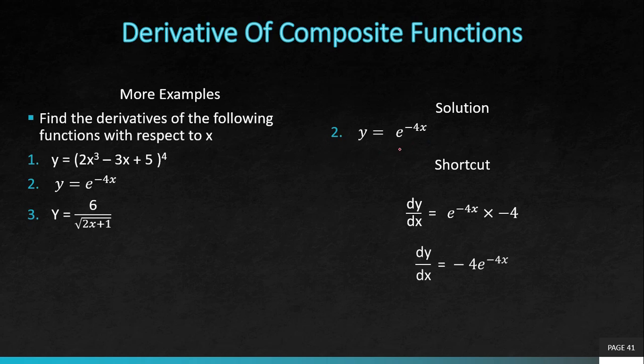Let's go on to the next question and apply our shortcut. In the next question, you remember the steps. You have to know your functions. How many functions do we have here? We have the first function, which is minus 4x, and the second function, which is exponential of something.